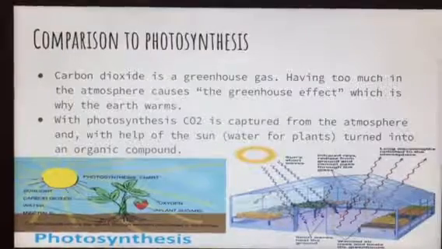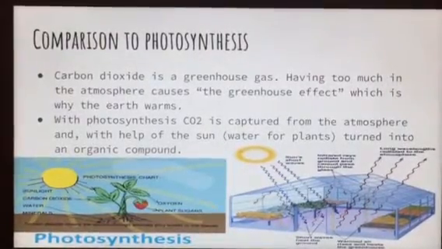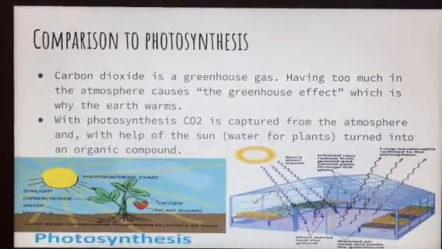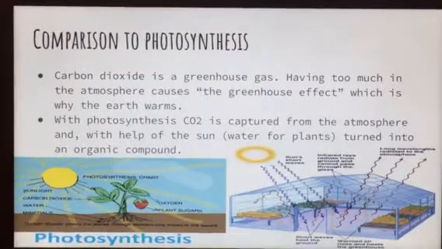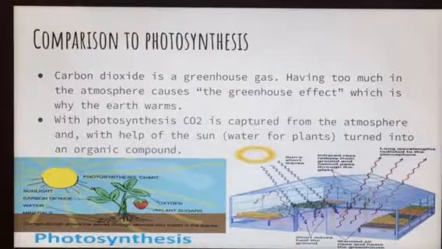Comparison to photosynthesis. Carbon dioxide is a greenhouse gas. Having too much in the atmosphere causes the greenhouse effect, which is why the Earth warms. With photosynthesis, CO2 is captured from the atmosphere and, with the help of the sun and water for plants, turned into an organic compound, as you can see in these charts of the plants.